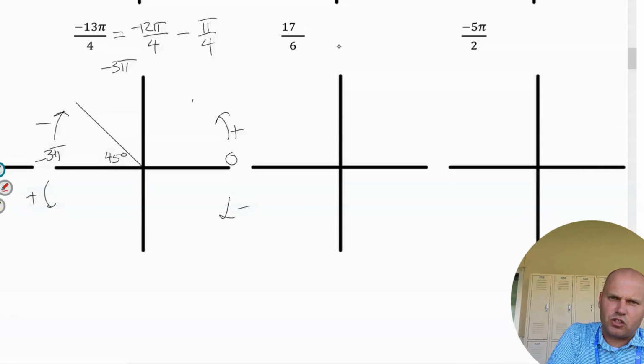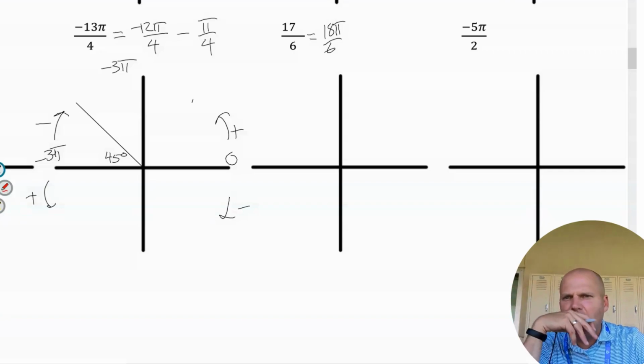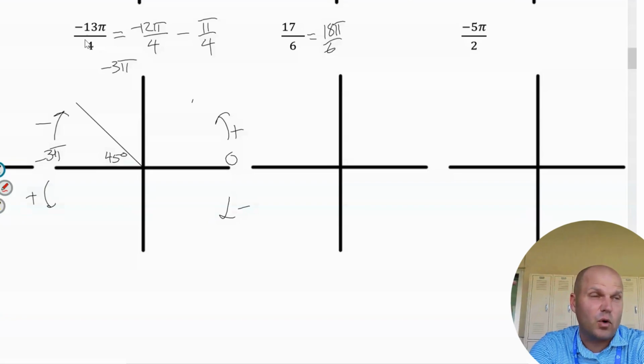17 pi over 6 is very close to 18 pi over 6. How did I pick 18 pi over 6? It creates a whole number. Why didn't I pick 14 pi over 4? Because that doesn't divide out nicely. But I know 12 pi over 4 creates 3. Why did I pick 18 pi over 6? Because it creates 3 as well.